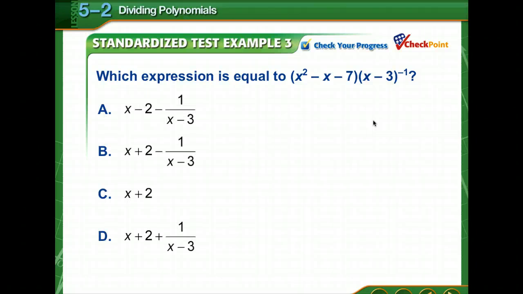Okay, time for you to check your progress. So pause the video for a moment, work the problem, come back and check your answer. X plus 2 minus 1 over x minus 3. So we had a remainder of negative 1. And then we're dividing by x minus 3. So that becomes our denominator because we're dividing by x minus 3. Very good.